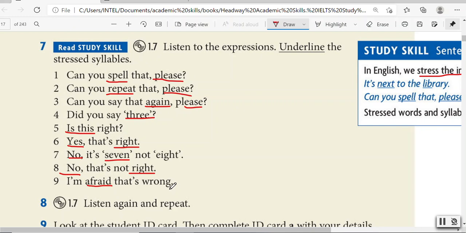Listen again and focus on these underlined words. To be clear for you, we can stress the most important words.